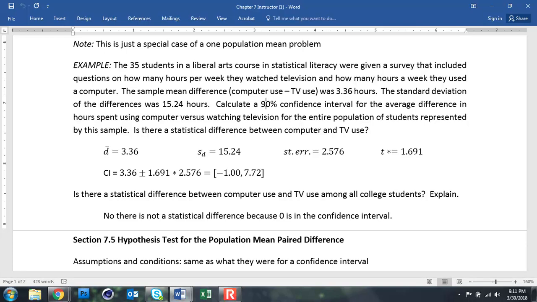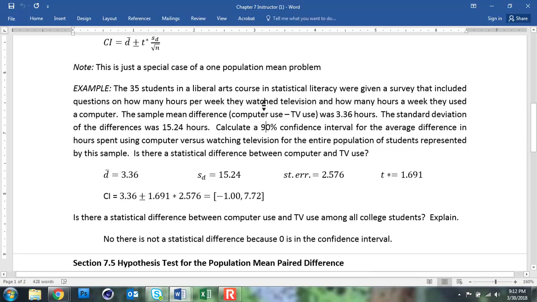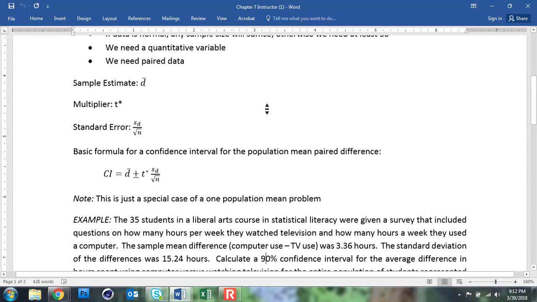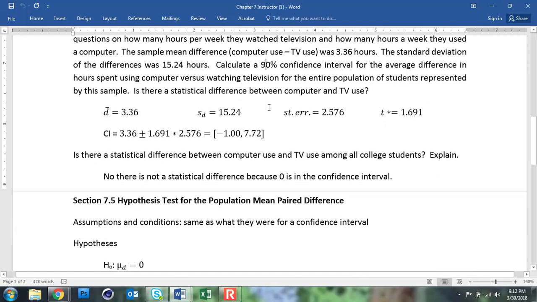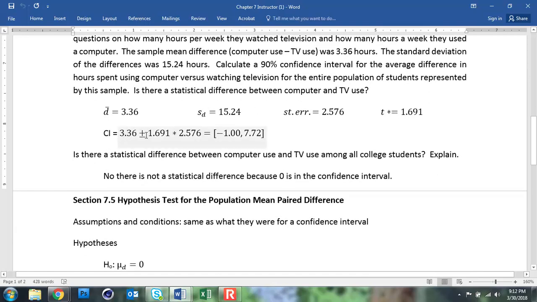We plug all three of these things into our overall basic formula for a confidence interval, which I don't give you again, but it's always the same: sample estimate plus or minus a multiplier times our standard error. Had to check if I did give it to you. So yeah, 3.36 plus or minus 1.691 times 2.576. The low end of our confidence interval is negative 1.00. The upper end of our confidence interval is 7.72.